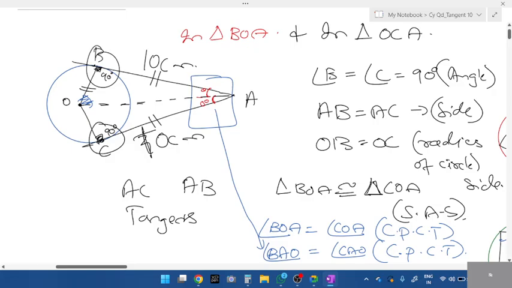Next, we have a tangent. The tangent concept is done. Now we add a circle. With tangent and circle both put together, we have another concept.